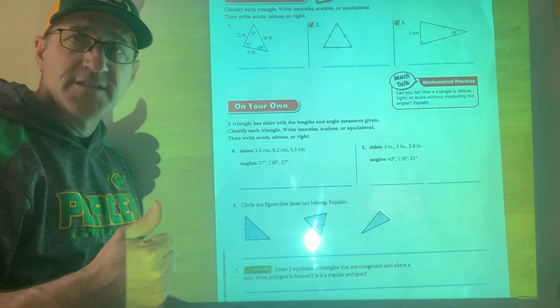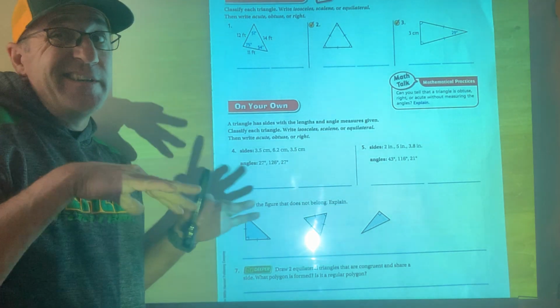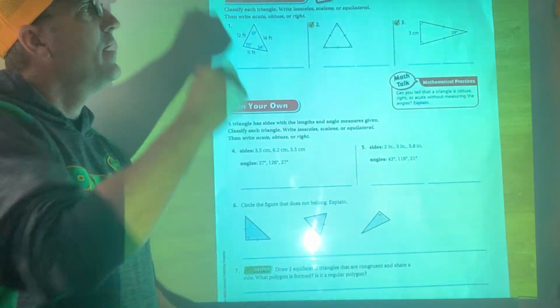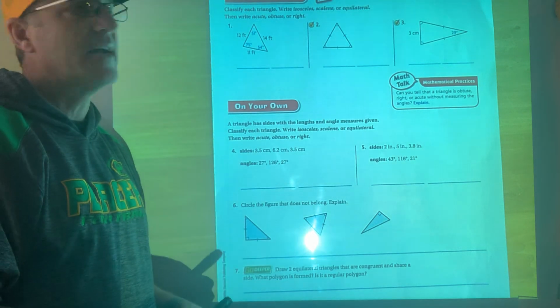Isosceles, how many sides are equal? 2, right? Scalene, none are equal, right? And then equilateral, it's got the word equal in it, right? Equilateral, so we know that all of the sides are equal.